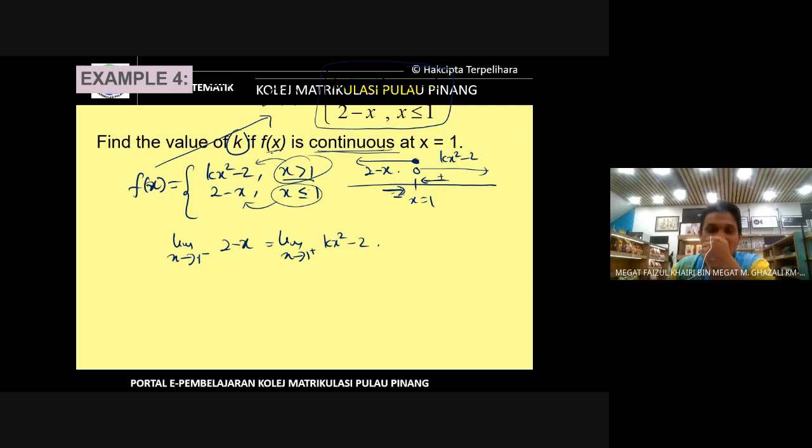So substitute x equal to 1 here and also here. 2 minus 1 equal to k times 1 square minus 2. So 2 minus 1 equal to 1. Then 1 square is 1, times k minus 2 equal to 1. Then k equal to 3. Syarat untuk selanjar, limit wujud dan sama. So we just use the conditions of the limit, which is enough to find the value of k.